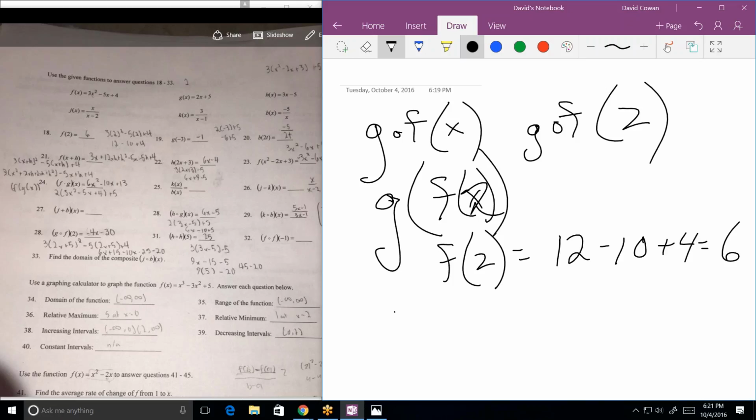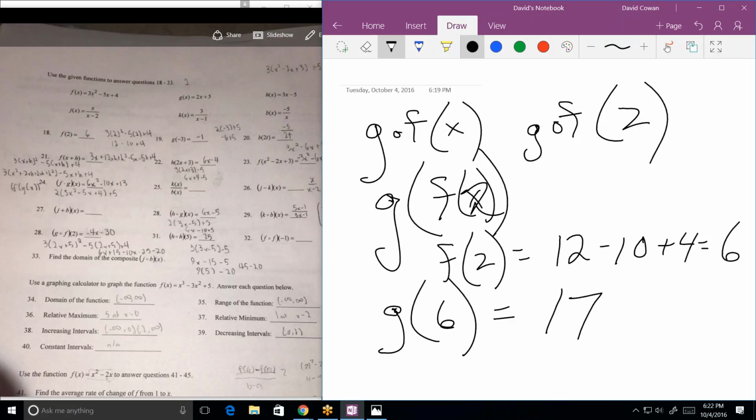So now the problem turns into g of 6. And what's g of 6? Here's the g function. G of 6 would be 2 times 6 plus 5. 17. Oh, okay. I thought that was a minus for a second. Yeah, 17. So that's how you do these. And the key is always to work from the inside out. Whatever the inner function is, put a number on that, and then it becomes a simple problem. Okay, that makes sense.